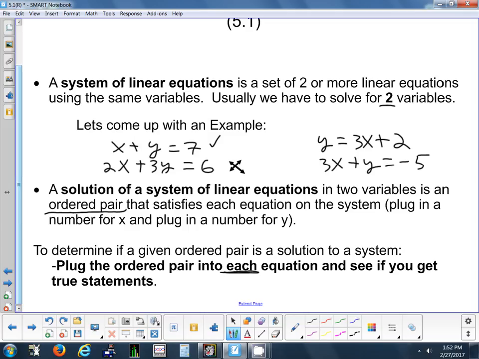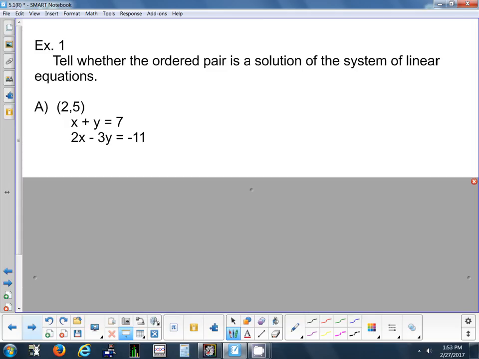Okay, does everybody have that step? Plug the ordered pair into each equation. All right, so let's try a couple. And what they've done here is they've given me these two equations. What's the name of that when they give you two equations with two letters? It's a system. Okay, so they gave me a system. They're asking me if you plug in 2, 5, does it work? Okay, so let's try it.